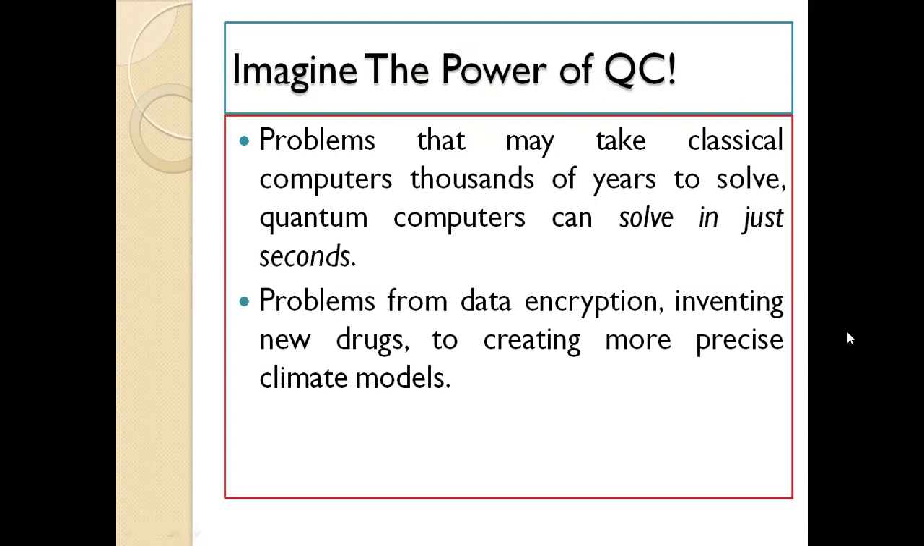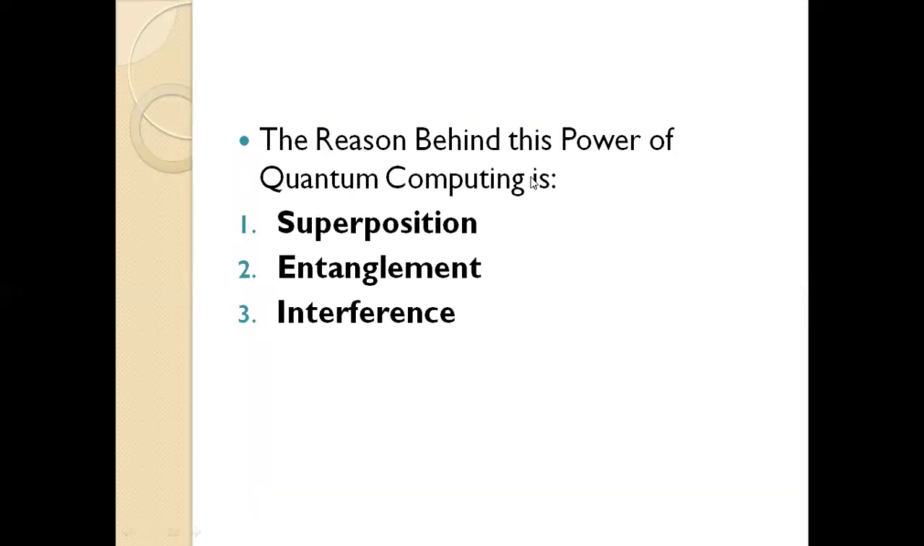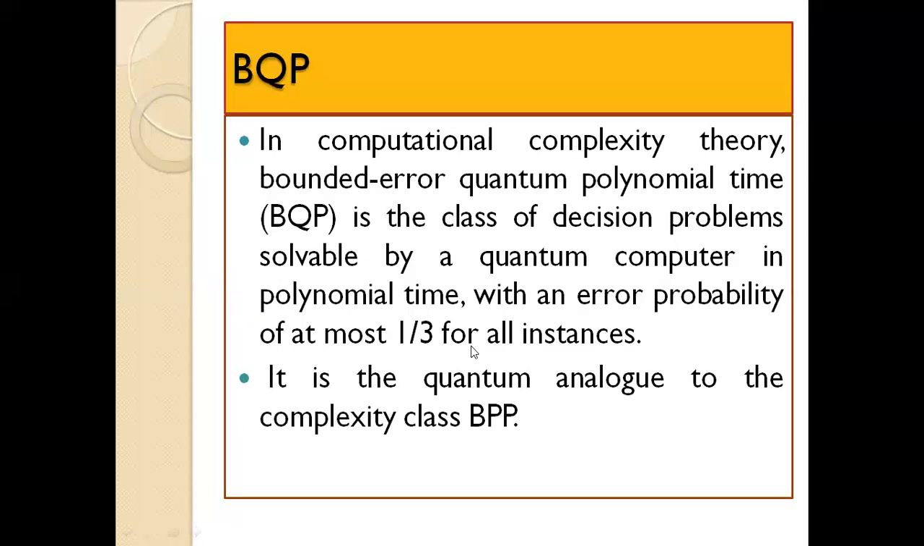Right. I hope up to now you got how it can solve this, because of the parallel computation, because every state can involve 0 and 1 at the same time with different superpositions. So problems from data encryption, inventing new drugs, to creating more precise climate models, everywhere we can use this. The reasons behind the power of quantum computing: first, superposition; second, entanglement; third, interference.